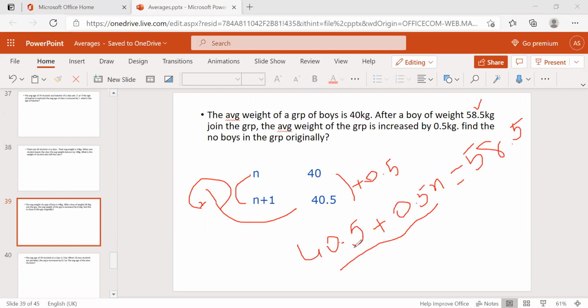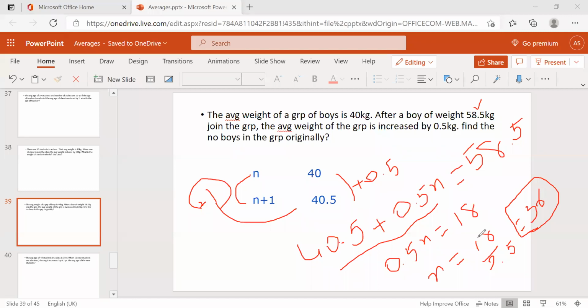Then 0.5 n equals 58.5 minus 40.5. It's nothing but 18, right? So n equals 18 by 0.5. It's nothing but 36. So 36 students were there previously. 36 students. Now one boy is joined. After one boy joins, the average is increased by 0.5. Is it clear?